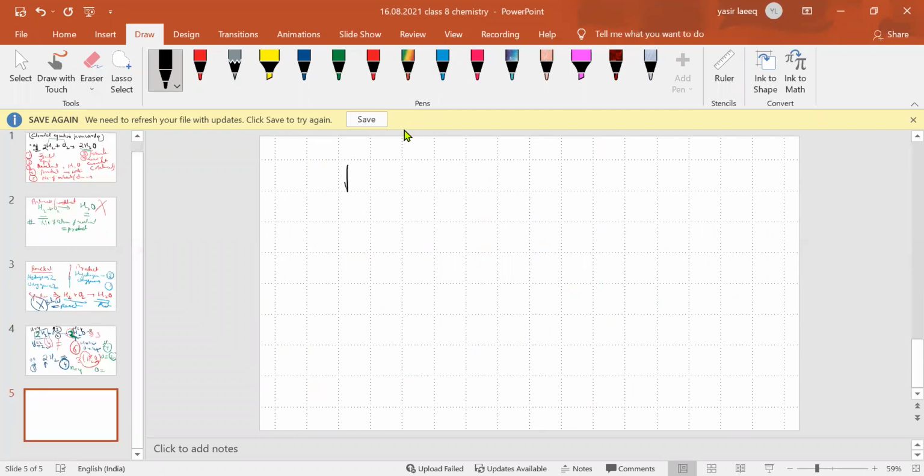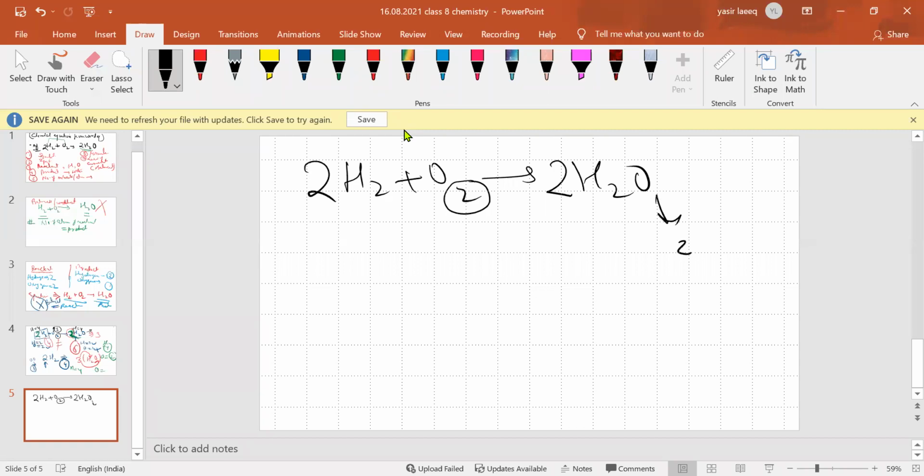It is H2 plus O2, then it will be H2O. I make it 2 here, so it will be 4 hydrogen. Oxygen is 2 here. But this 2 takes part in hydrogen also and oxygen also, so oxygen will also become 2. Is it clear now? Yes, sir, it's clear.